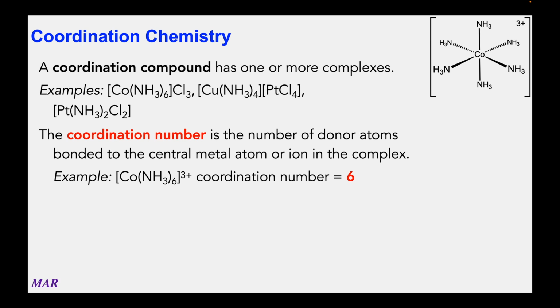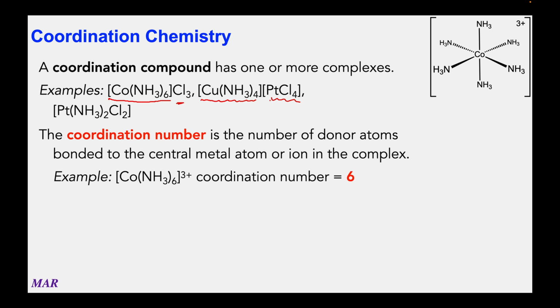A coordination compound will have one or more complexes, one or more complex ions. These are different examples. In the first example, you have a cation, which is the part in square brackets, with some chlorides. In the second example, you have a cation, which is the copper part, and an anion, which is the platinum part. In the third example, you don't have a cation or an anion, but you certainly have a complex because the platinum is a Lewis acid, surrounded by the two ammonias and the two chlorines. These are all examples of coordination compounds. They're neutral; they don't have a positive or negative charge.